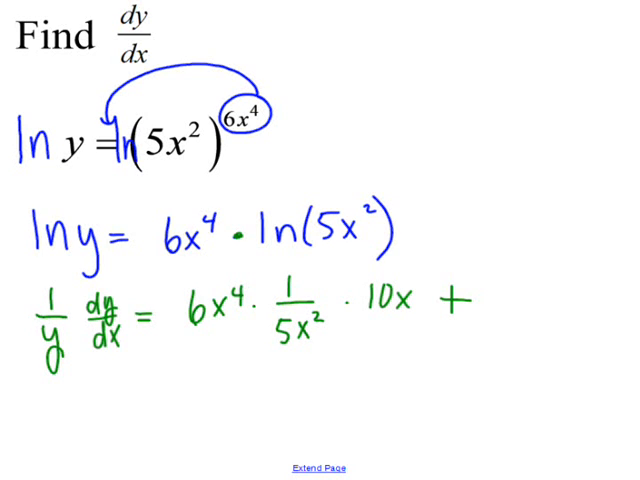Then I add on ln of 5x squared times the derivative of 6x to the fourth, which is 24x cubed. Please be careful that you're putting parentheses around the 5x squared, because if you don't, it's unclear whether it's ln of 5 or times x squared. You need to make sure your argument is in parentheses.